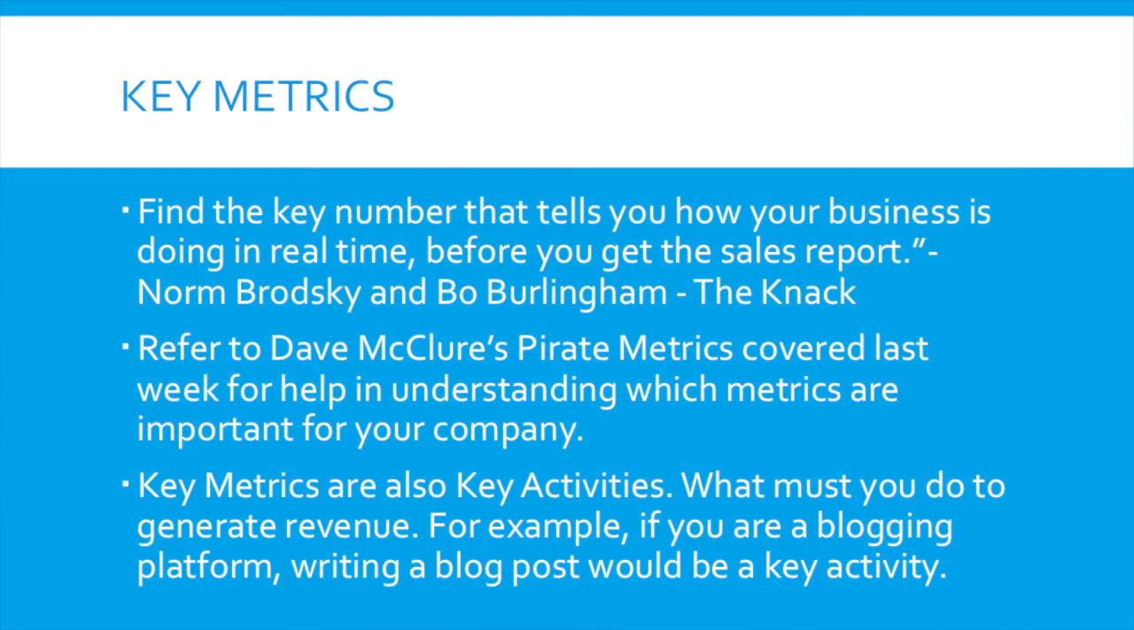Now, when it comes to key metrics, it's about the things you have to do, right? So you have to find the key number that tells you how your business is doing in real time. As we spoke a couple of weeks ago, when you get a sales report from your business, you're going to know how well your business is doing. However, you will not know in real time because sales is a lagging number. What does this mean? This means that in order for a sale to happen, many other things had to happen before that. So the sales is the result of all these activities that you did beforehand.